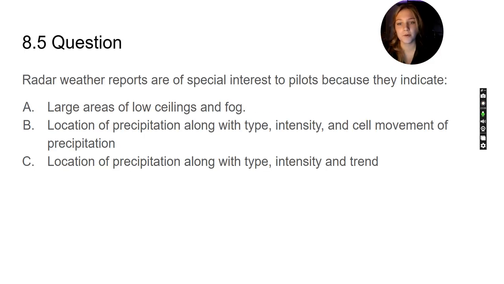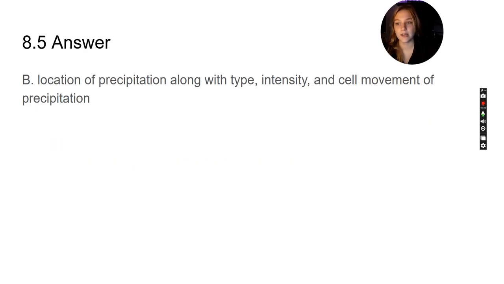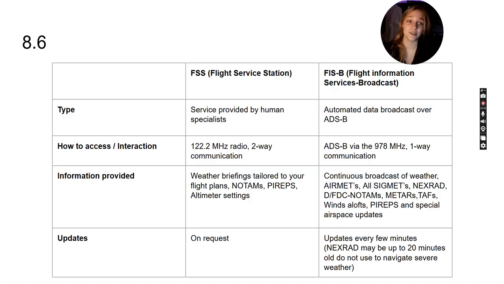So radar weather reports are of special interest to pilots because they indicate large areas of low ceilings and fog, location of precipitation with type, intensity, and cell movement of precipitation, and location of precipitation along with type, intensity, and trend. The answer is B, location of precipitation along with the type, intensity, and cell movement of the precipitation. That's basically all I said in the slide before, so hopefully you got that. Anyways, 8.6.